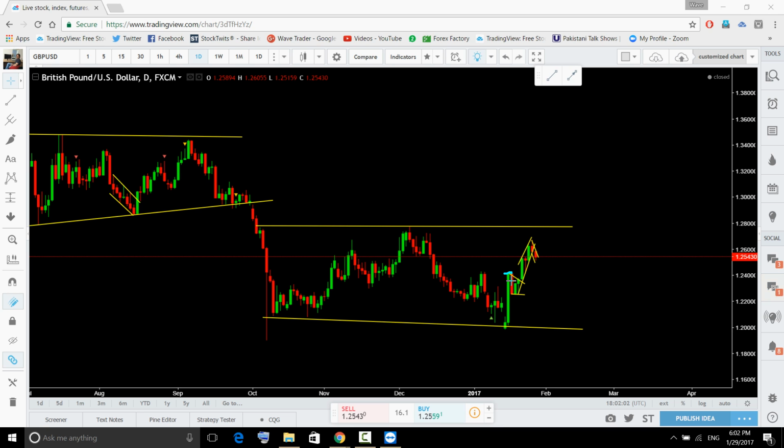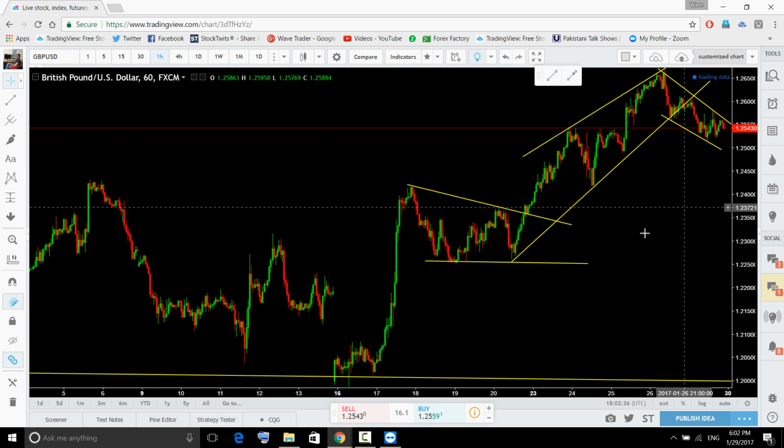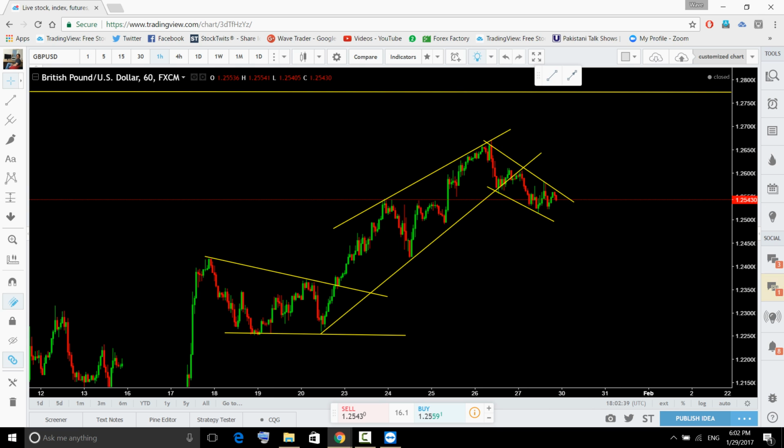This strong impulse to the upside is still in force. It can push up to this trend line, at least the previous high. Then we're going to watch whether it continues or reverses. So this small move you can get, this small move.